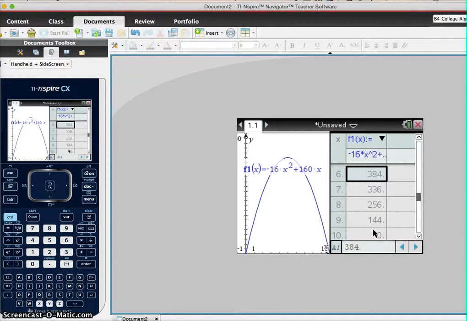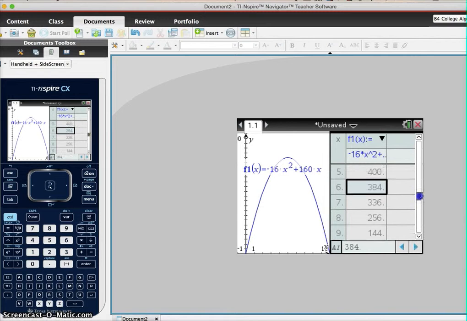So what does that mean? Well, that means that it's in flight for 10 seconds. And it hits a maximum height of 400 feet after about 5 seconds. Now go ahead and pause the video, and I want you to record this information, both the graph and the chart, on your Cornell note sheet.